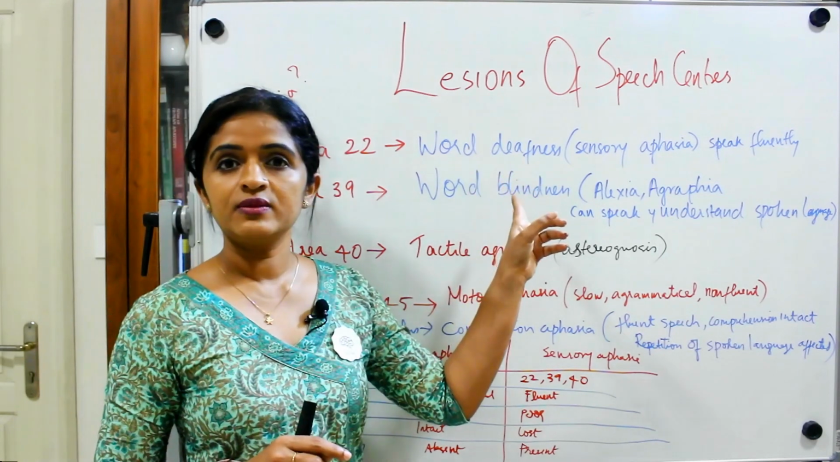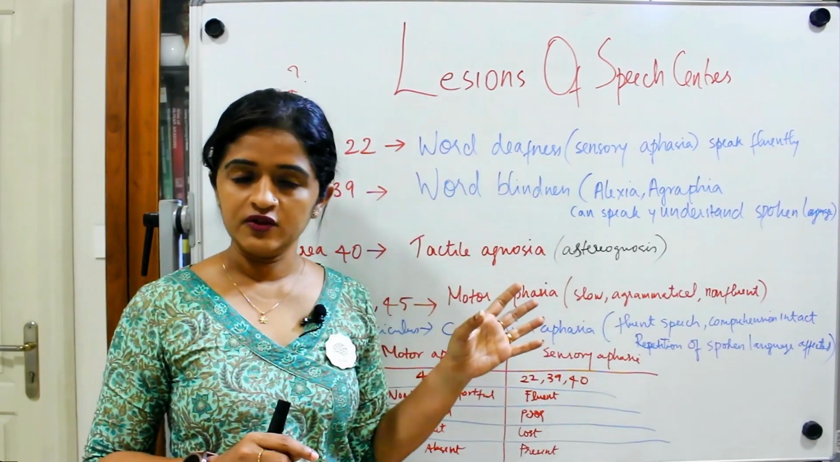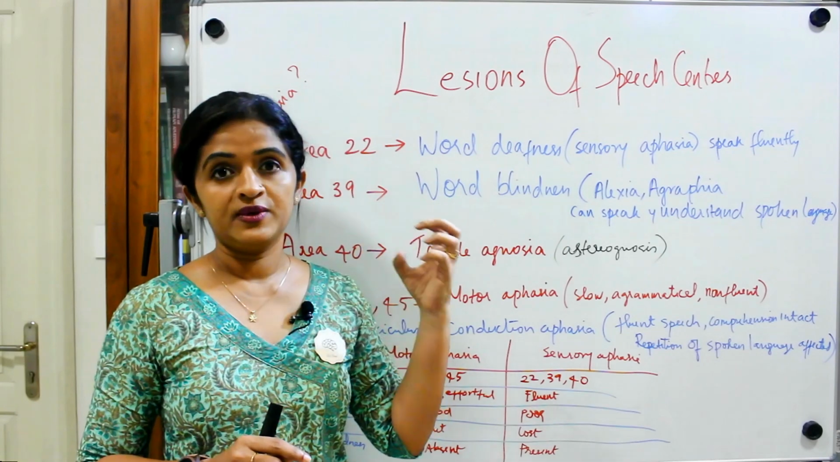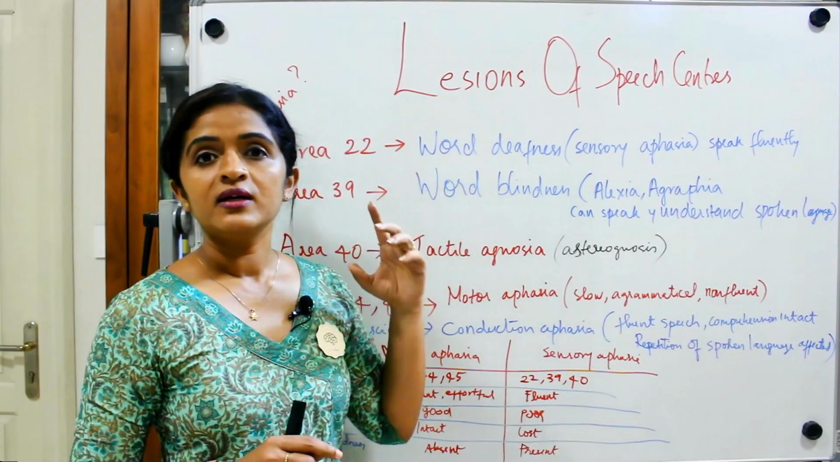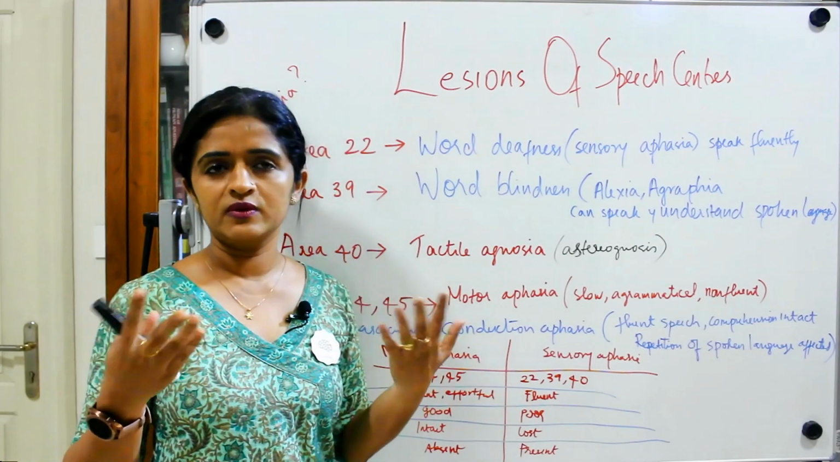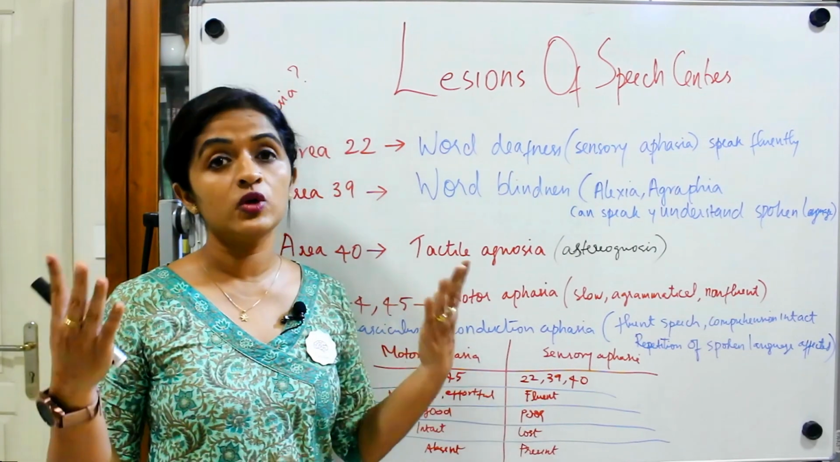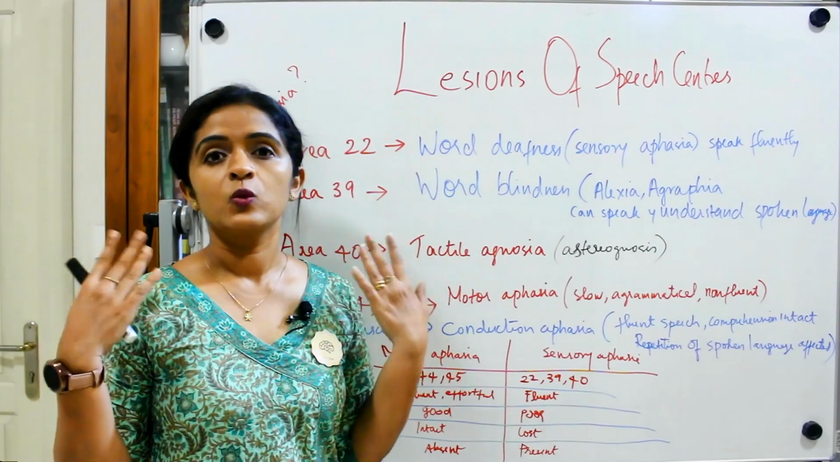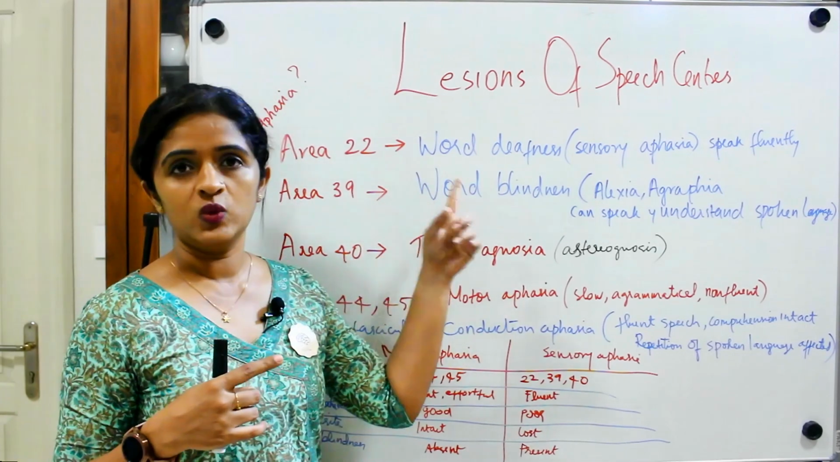So word deafness means you are not practically deaf, but you are not able to interpret what you hear. But you can speak fluently. You will be speaking very fluently, but you won't be able to understand what you hear. That is what is meant by word deafness.